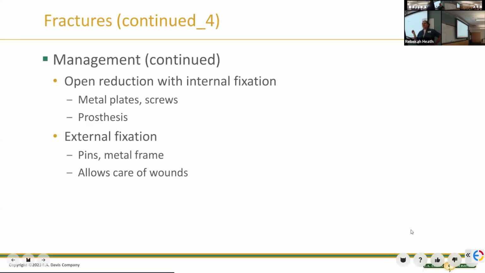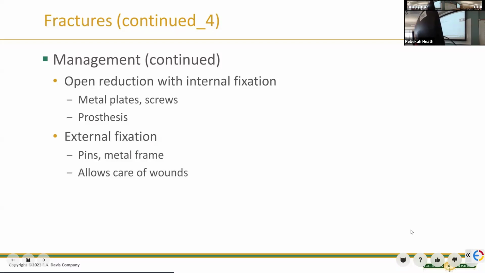Other types of, so if we can't do the closed reduction, right? Closed means closed skin, there's no openings. We'll do an open reduction. That means surgery. They have to open up, let's say if it's the arm here, they have to do an incision, align the bones, and then they can do internal fixation or external fixation. Fixation just means fixing it in place. So if it's internal fixation, they opened up the arm, they put some screws maybe to put it together, fixed it and closed it up.